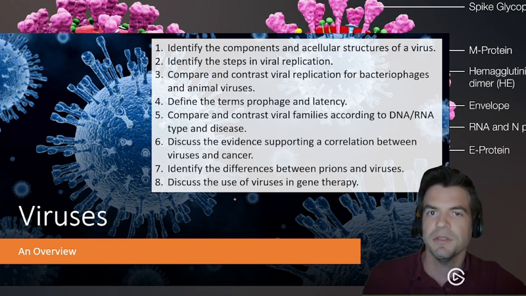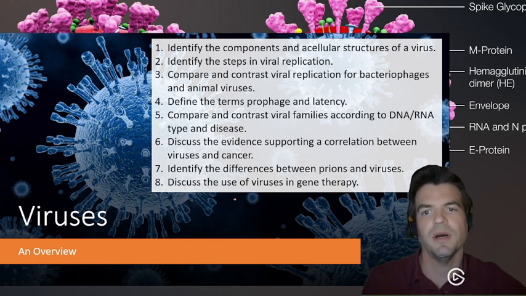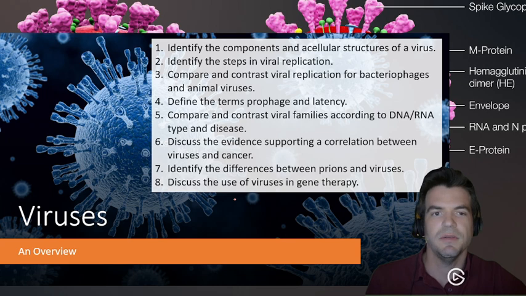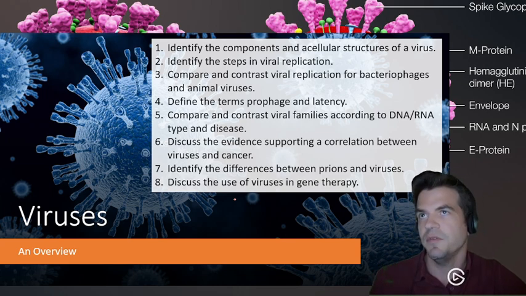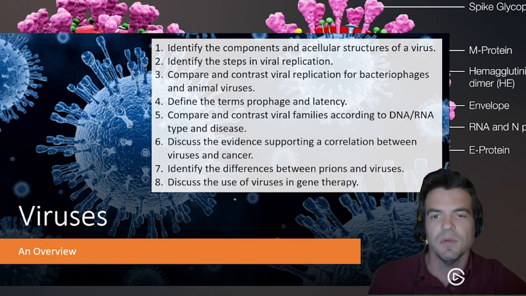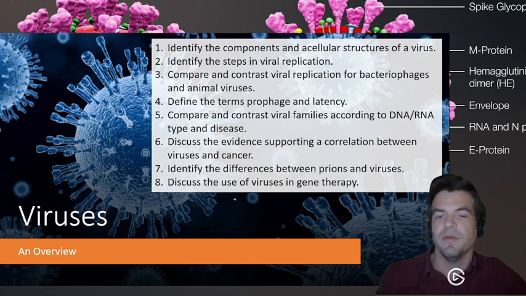In our virus lecture today, we are going to identify the components and acellular structures of a virus. We'll identify viral replication and how it's different in bacteriophages, plant viruses, and animal viruses. That will tell us the terms of prophage and latency, and we'll compare and contrast viral families, and that will be according to their DNA or RNA content.